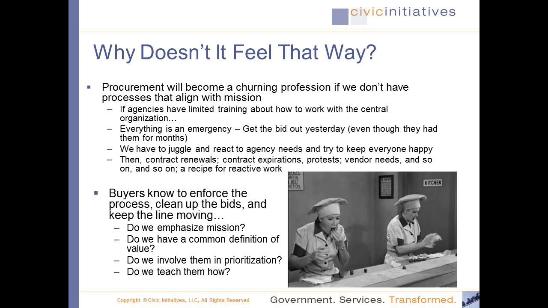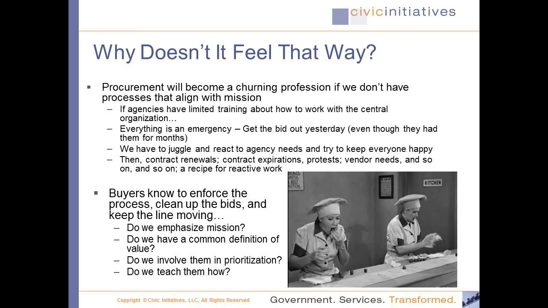So, why doesn't it feel that way a lot of times, right? Well, a lot of times the reason it doesn't end up feeling that way is because procurement will be as churning as we allow it to be. I've also said that after I've done a bunch of different assessments, I've come to the conclusion procurement will be as small as we allow it to be. If we want procurement to just be purchasing and just pick up a req and move a req, pick a req, move a req, it will be happy to be that. And one of the main reasons why that happens a lot of times is we've built no culture with our agencies on what it means to use our central group, right?